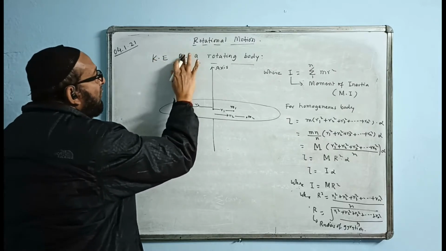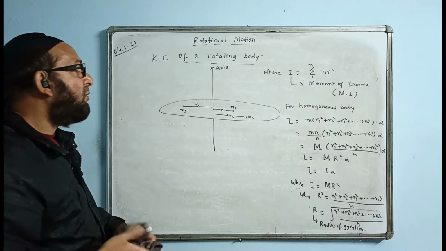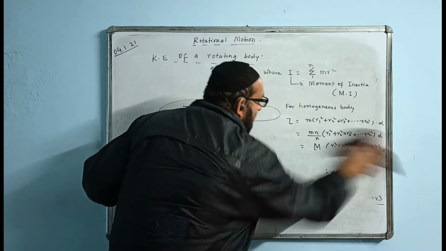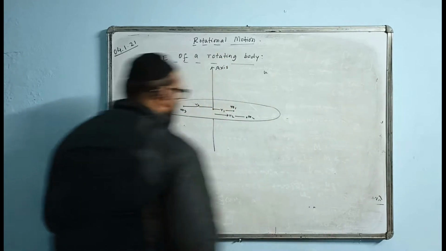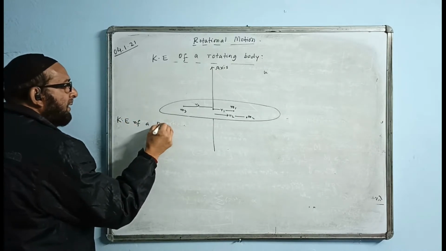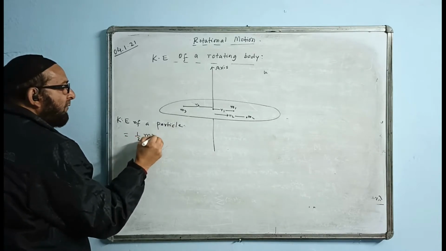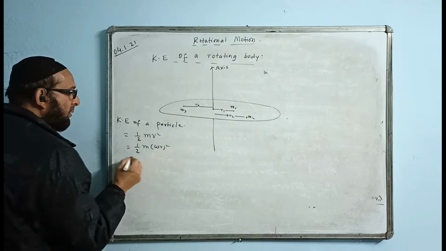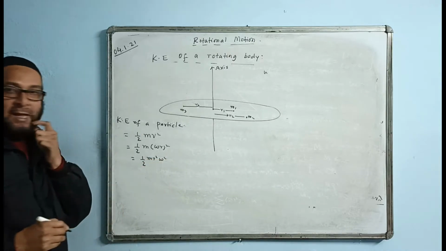Kinetic energy of a rotating body. Now we are finding the expression for kinetic energy of a rotating body. Okay, see how we can find. We will get the kinetic energy of a particle, any particle. Let us find that first. Formula of kinetic energy, we know, half m v square, and v is equal to omega r. This becomes half m r square omega square.